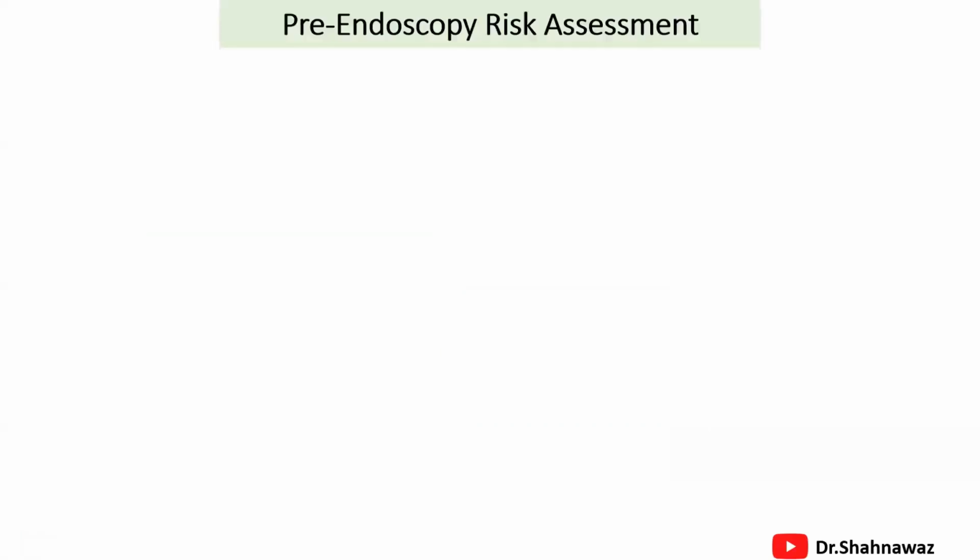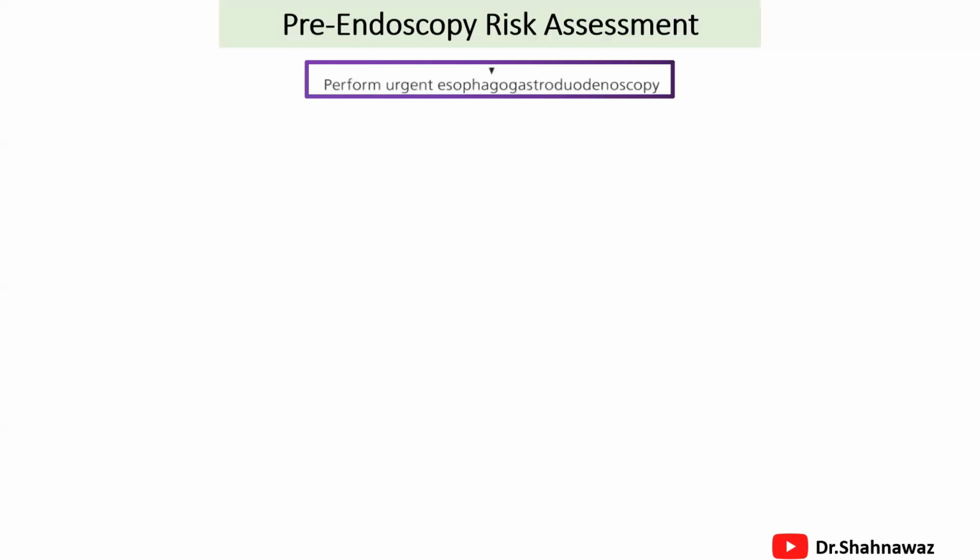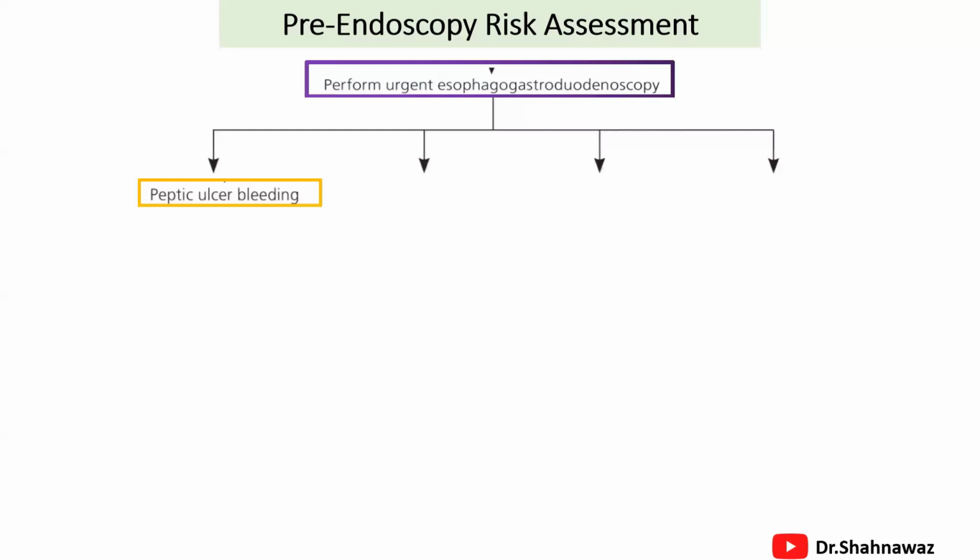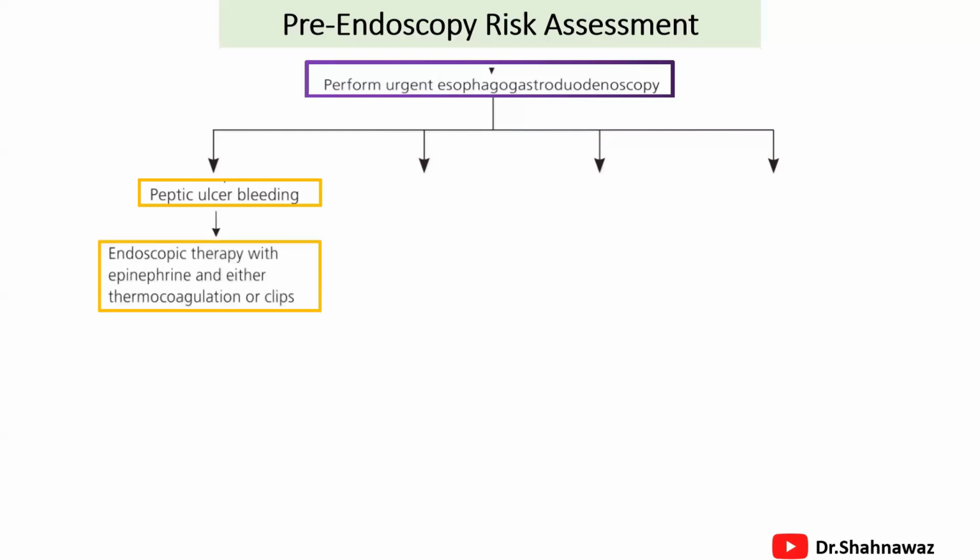And continuing with the pre-endoscopy risk assessment, if there is a high score, like more than 12 in the Glasgow score or more than three in the AIMS65 score, we perform urgent esophagogastroduodenoscopy, and we see if there is peptic ulcer bleeding, like in a gastric ulcer or a duodenal ulcer. We use epinephrine, thermocoagulation or clips to stop the bleeding.